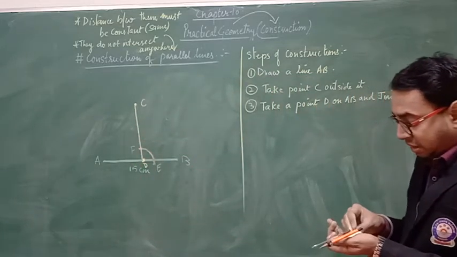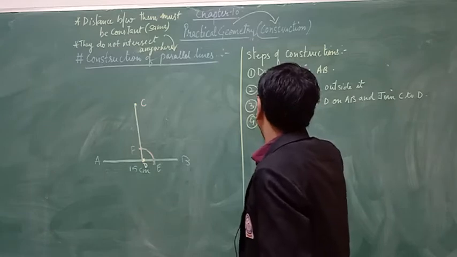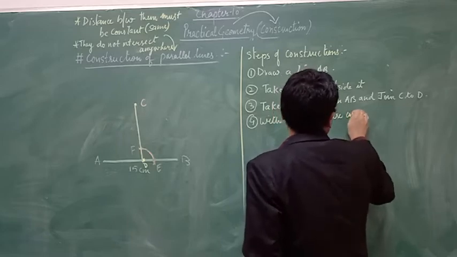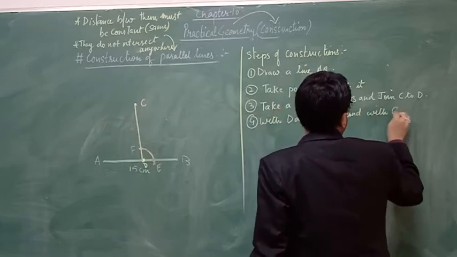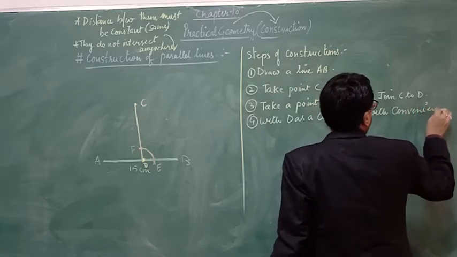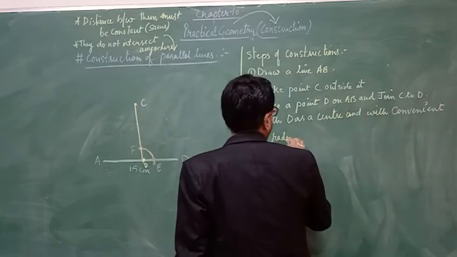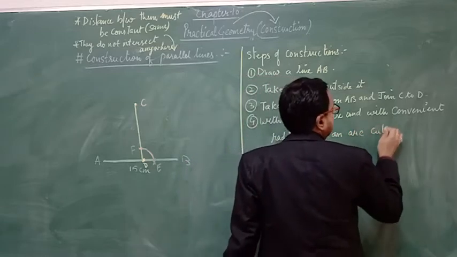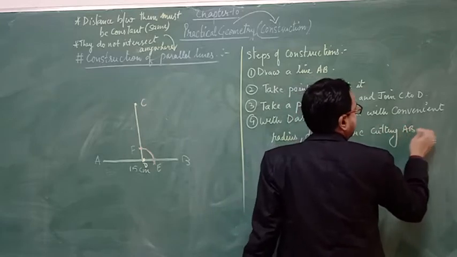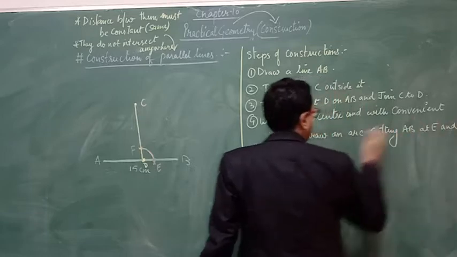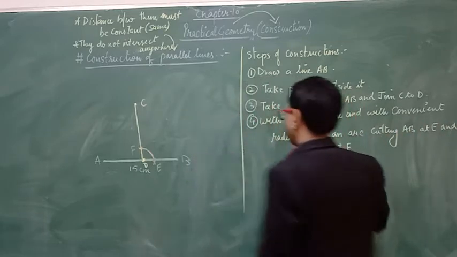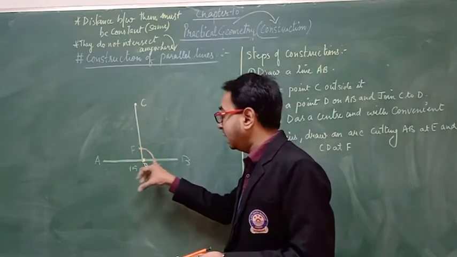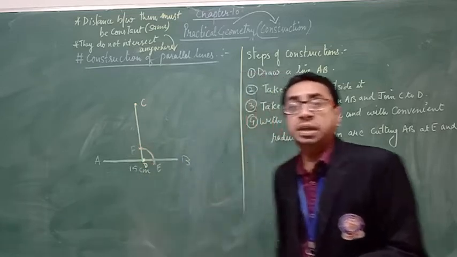So the next step is, with D as a center and with a convenient radius, draw an arc cutting AB at E and CD at F. Are we clear? So what we did, with D as a center, we drew one arc which is cutting AB at E and CD at F. Any doubt?